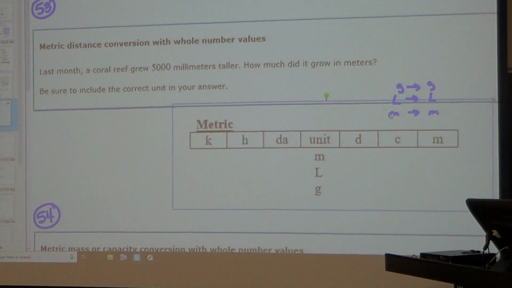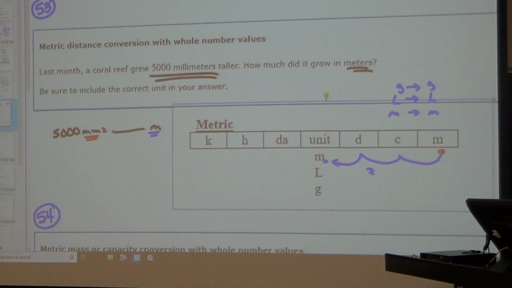So for this first problem, we are going from 5,000 millimeters to how many meters? Millimeter to meter. That is screaming King Henry. How many which way? Millimeter is here. Meter is a single lady. 1, 2, 3 to the left. Where did my decimal start off if it doesn't have one? At the end. To the left, to the left, to the left. What is my final answer going to be? 5.